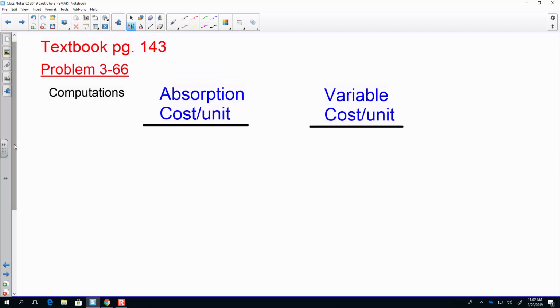Judy asked what class I'm teaching today, and I said cost. I got so excited. This is my favorite class. I love these problems. Okay, here we go.